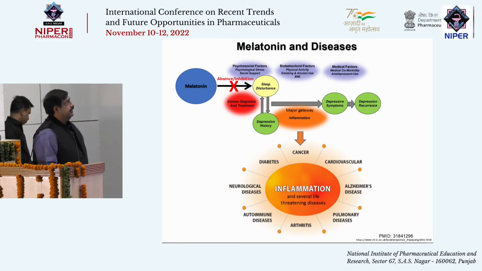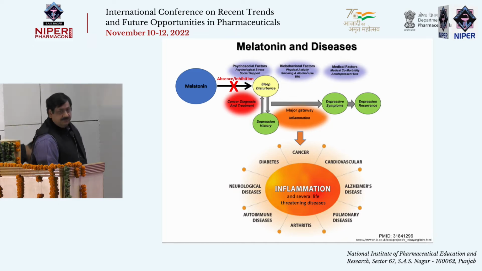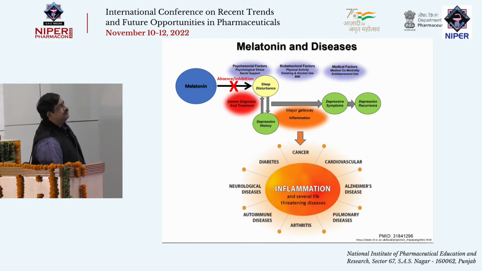So when there is inhibition or absence of melatonin, it causes sleep disturbance, and it is also associated with several life-threatening diseases. The major gateway is inflammation, and that leads to these life-threatening diseases like cancer, diabetes, cardiovascular and neurological diseases.